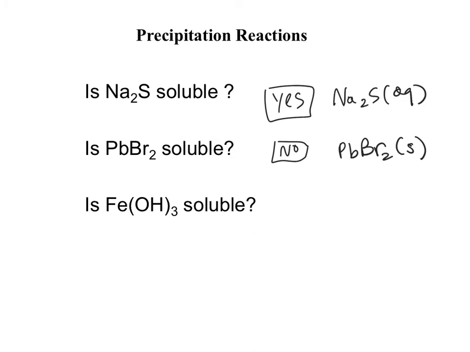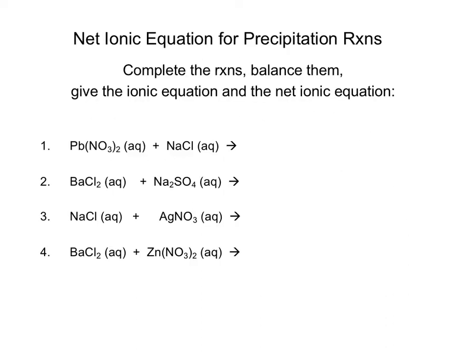Iron 3 hydroxide or ferric hydroxide. Most hydroxides are insoluble with the exception of group 1A and ammonium and so on. So this one is not going to be soluble either. No, it is not soluble. Yes, it is insoluble. So be careful when you're just saying yes or no, how the question's written. And we don't break this up because it exists as a solid. So we just put solid like that.